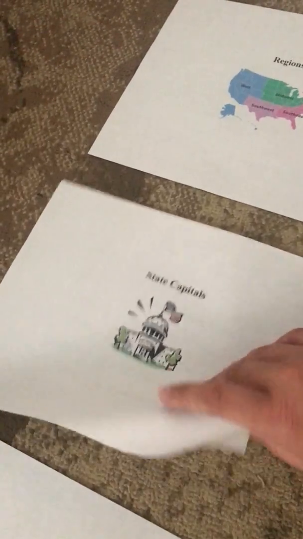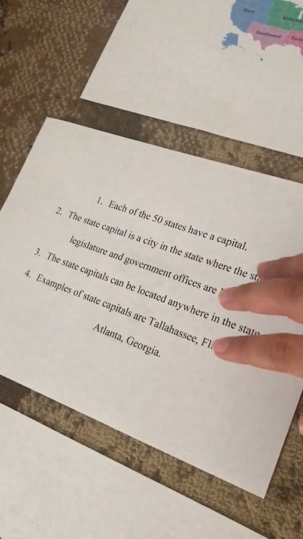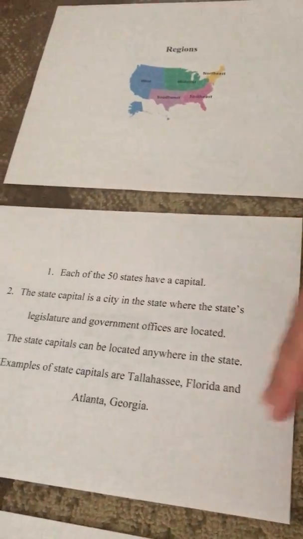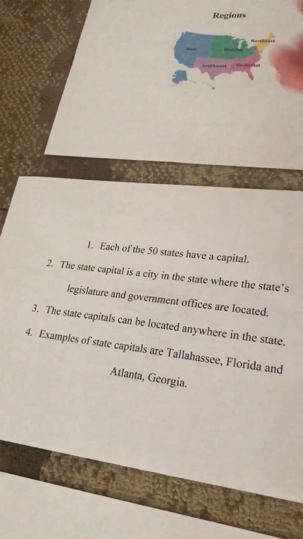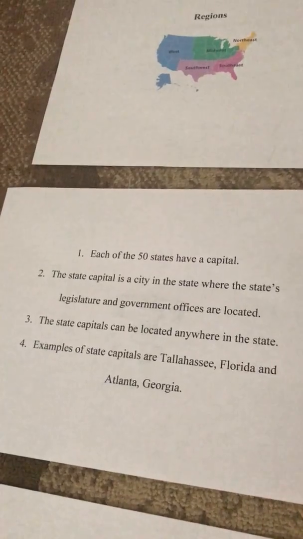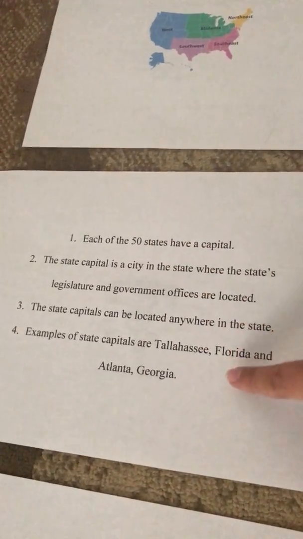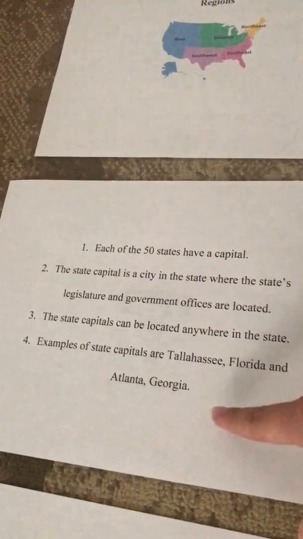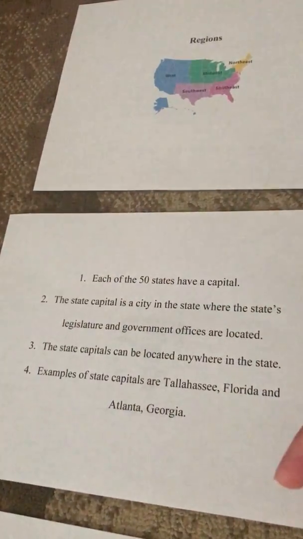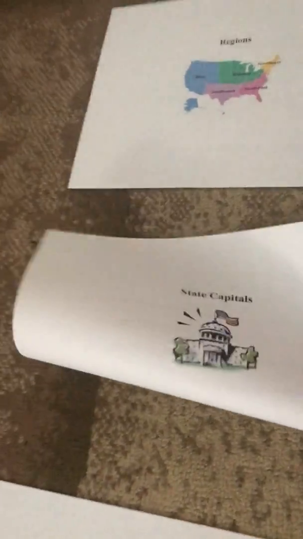Day 3 are the state capitals. So these are covering, again, some fun facts and information and examples about capitals. So it just says, each of the 50 states has a capital, what the capital is and what it stands for. So realistically, the capital is a city in the state. However, it's where the state legislature and the government offices are located. The examples that I posted were Tallahassee, Florida, and Atlanta, Georgia. That way they have an idea that it is just a regular city. It's not anything that's too different. So that was day 3.